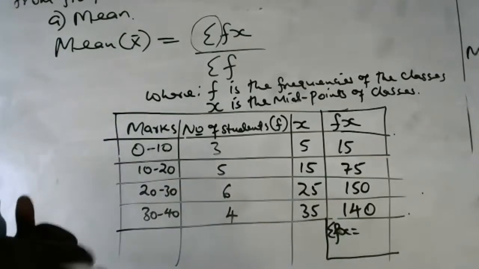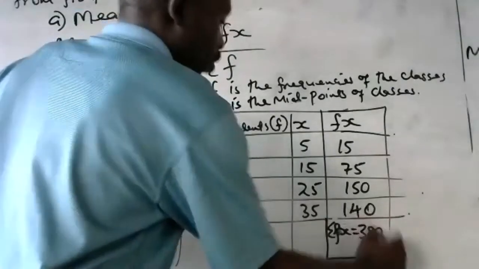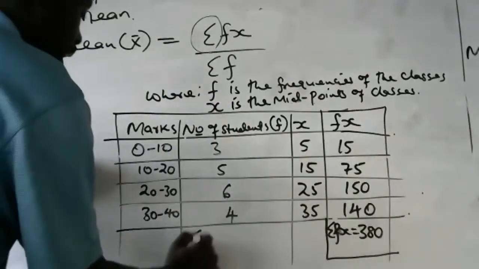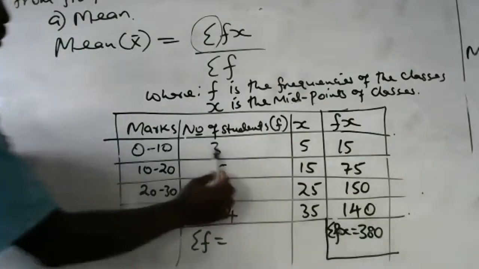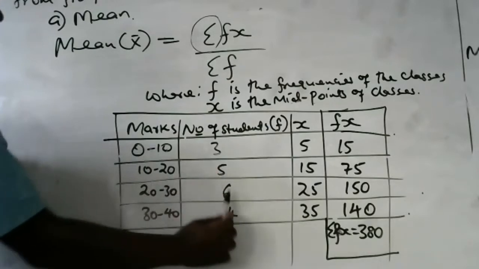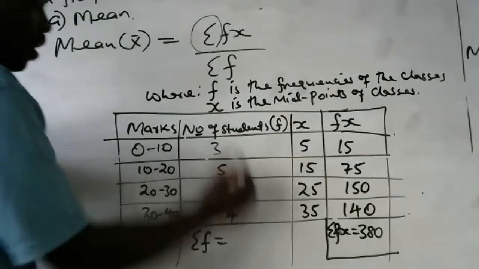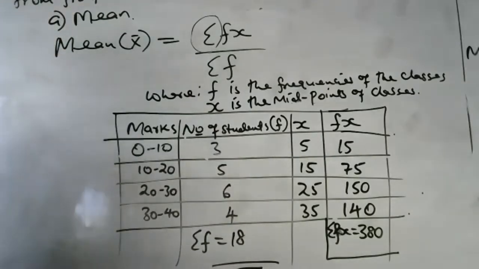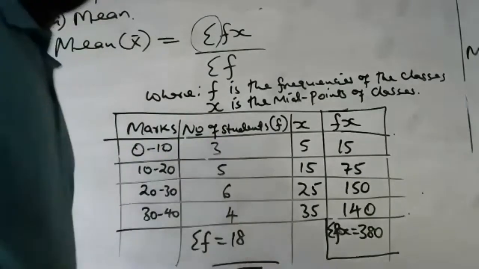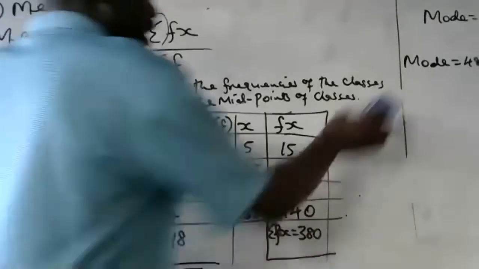290 plus 90 is going to be 380, if I'm not wrong. And then you add all your f values. Remember, we said this is the f, the frequency for the first class, for the second, for the third, for the fourth. If you add them, 10 plus 8 is going to be 18. So after doing that, now you can get your mean without any hassle.